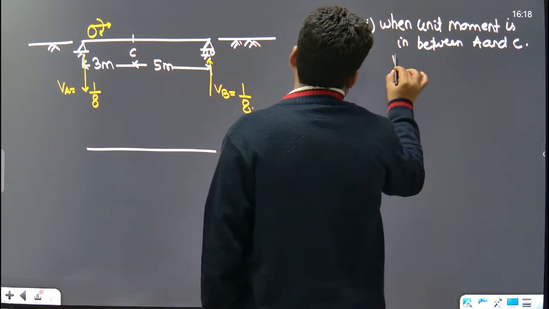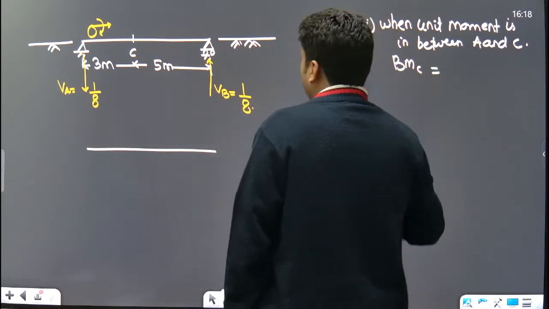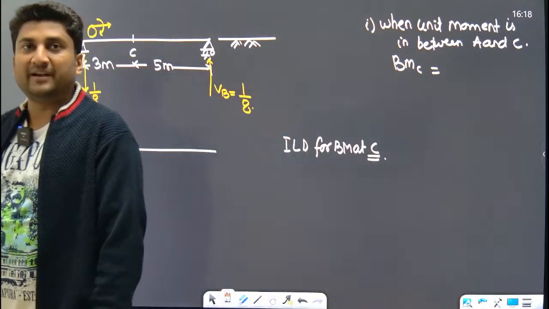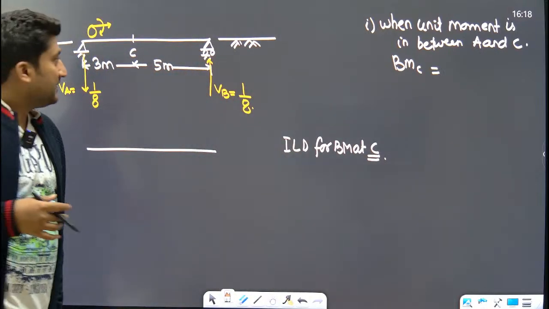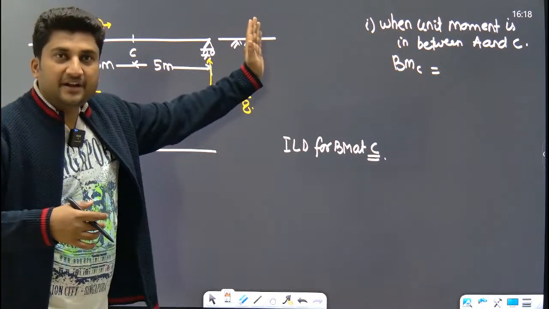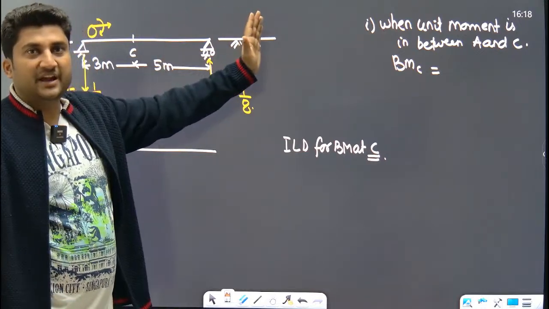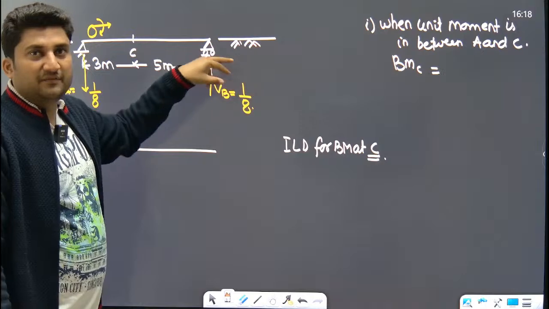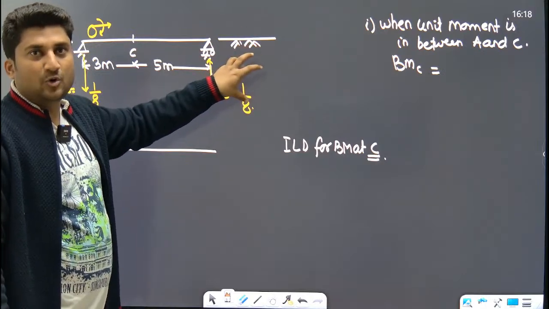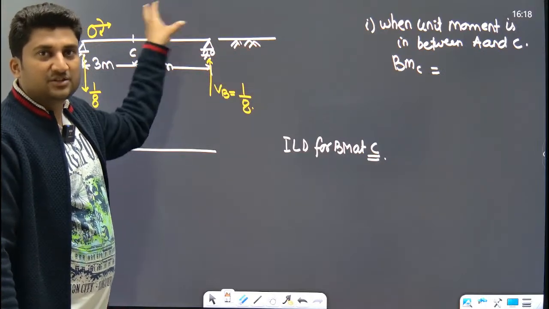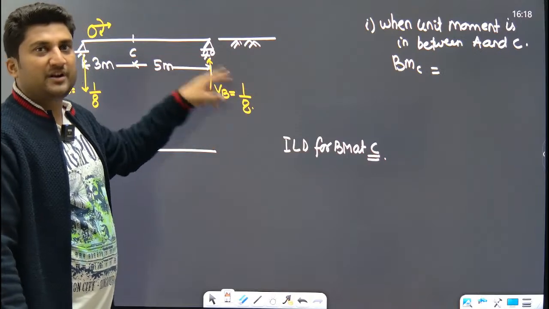So what is the bending moment at C? Bending moment means the sum of all the moments either from the left or from the right. Stand at C, look toward the right hand side. If you look towards the right hand side, there is only one force, 1 upon 8. So what is the moment of this force at C? This will be 5 upon 8, force into perpendicular distance.